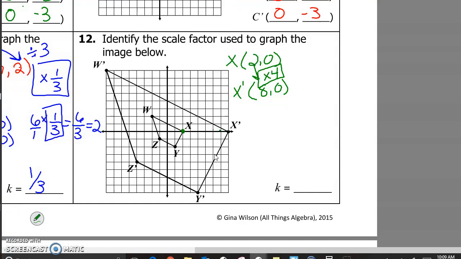Let's pick another point and just see if it works, see if we agree. So I'm going to pick Y. The original point Y is at -1, -2. And the new image is at -4, -8. Oops, I had those switched.